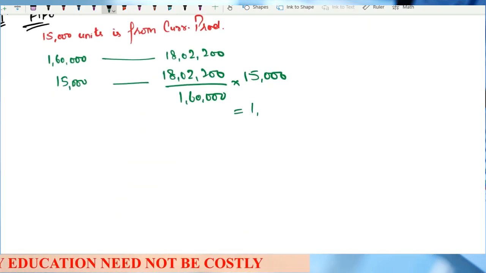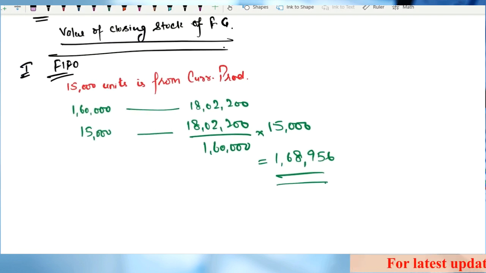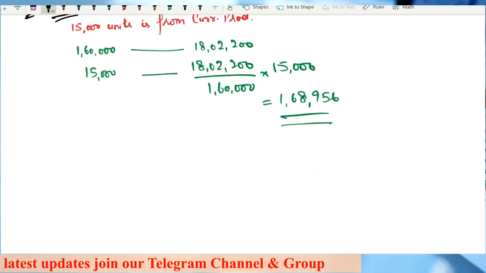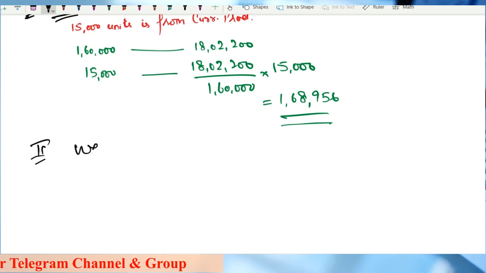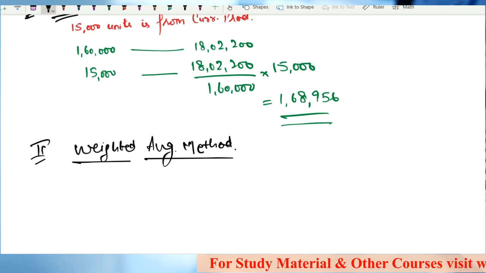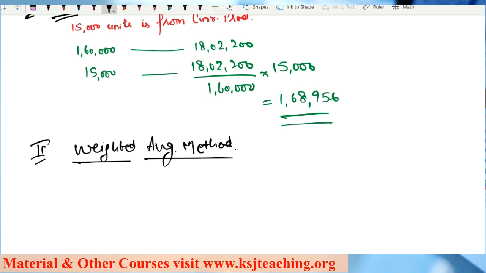So this is 1,68,956. It will come in decimal points, I have rounded it off. No issues. Is that clear? Now, come to the second method. Sir, what if the question says you have to follow the weighted average method, then what will we do? In that case, how are you going to calculate the value? Listen to it very carefully. In that case, what will you do?